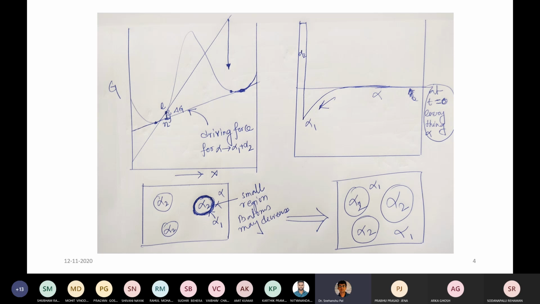But one should remember that alpha 1 and alpha 2 both have the same structure, but their compositions are different. That's why we see such miscibility gap phenomena at lower temperature, and it is very important for understanding phase transformation, and it has a strong dependence on thermodynamics as well as kinetics.